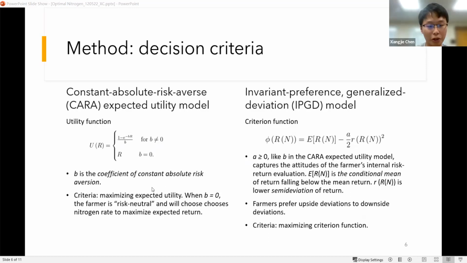And when B is equal to 0, that means the farmer is risk neutral, and the farmer will choose a nitrogen rate to maximize the expected return. Yeah, that is used in most past studies.